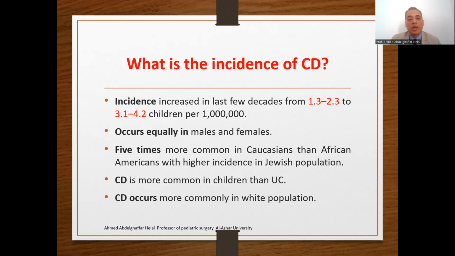Crohn's disease occurs equally in males and females, and it's 5 times more common in Caucasians than African Americans, with a higher incidence in the Jewish population. Crohn's disease is more common in children than ulcerative colitis. Crohn's disease occurs more commonly in the white population.